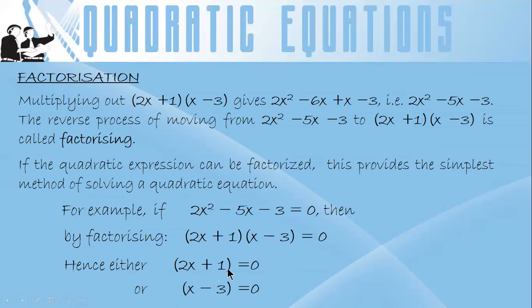So, it's either 2x plus 1 equals 0 or x minus 3 equals 0. To solve for x, for the first one, transpose the 1, it becomes negative, then divide by 2, and x equals negative 1 half. For the second, transpose the 3, it becomes positive, so x equals 3. This is the simplest, if you can factor it.